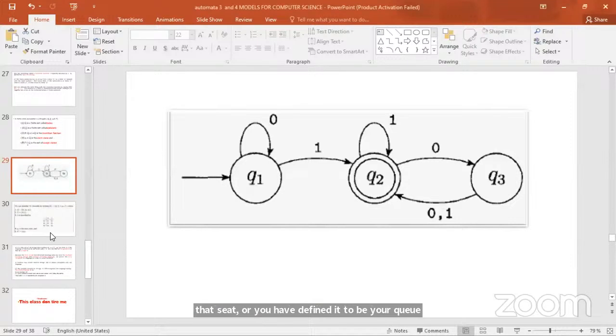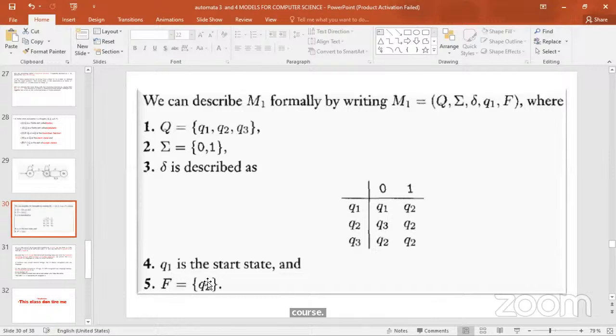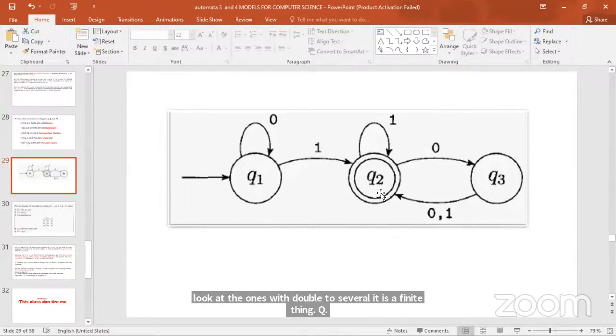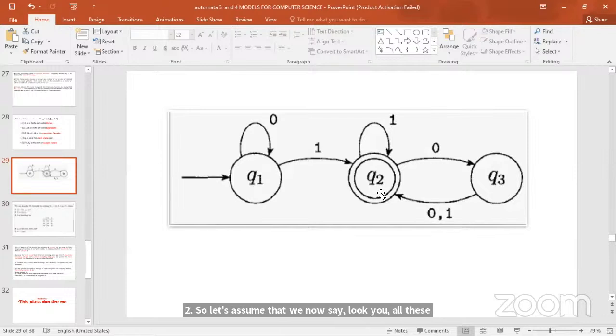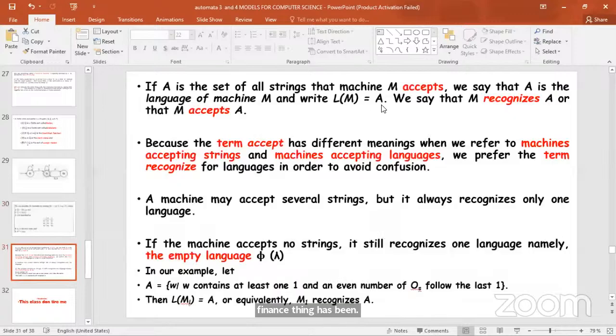And of course, the final state, you have F, which has been formally defined as Q2. Now look at the one with the double circle. It is the final state, Q2. So let's assume that we say all the end states must be F. Then what happens to Q2 here? You define what you are saying as the final state, which here has been stated as Q2.